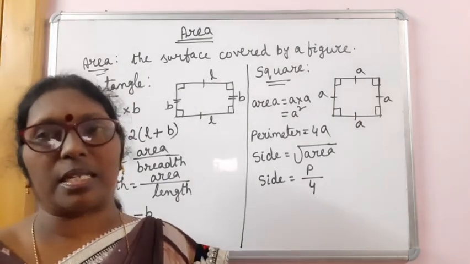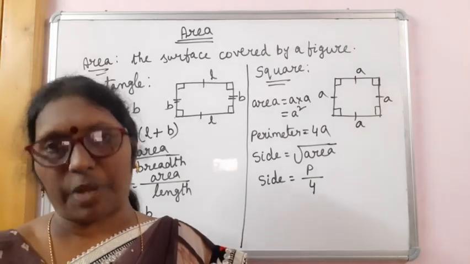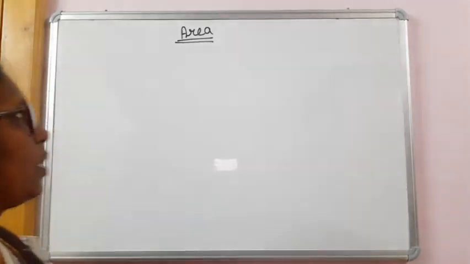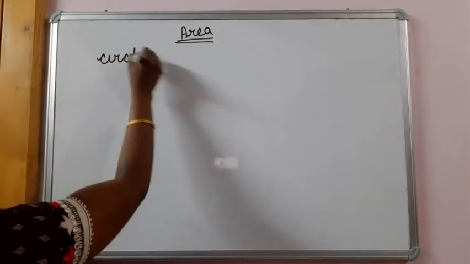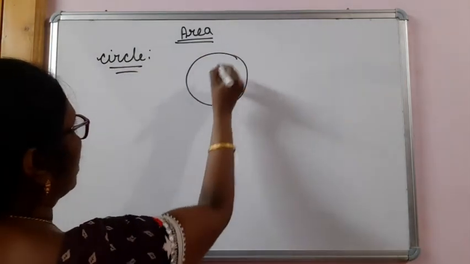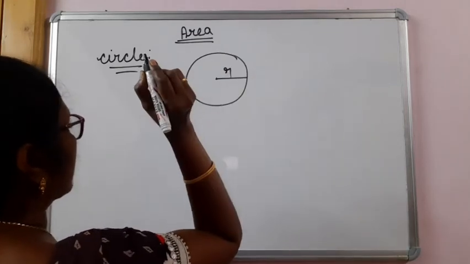Now let us learn how to find the area and perimeter of a circle and also a semicircle. So let us learn for a circle how to find. You know what a circle is? It is a closed curve. Okay? From the center to any point is said to be the radius of the circle.